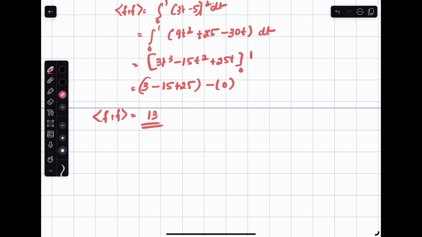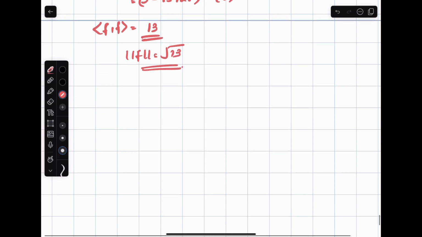So what is the norm of f? The norm or magnitude of f is the root of 13. So I got the norm of f.